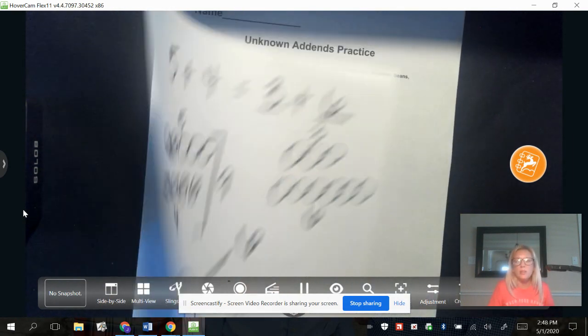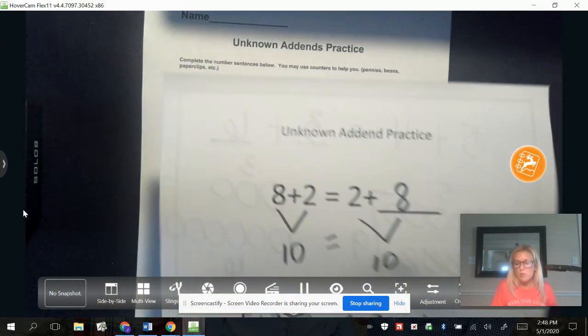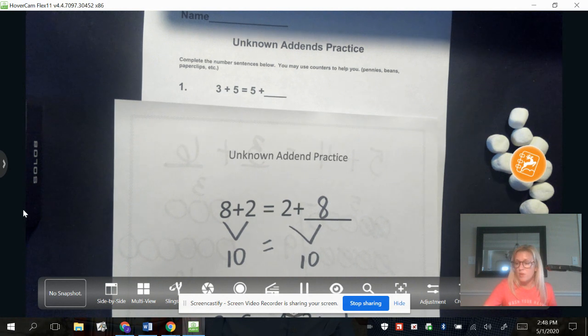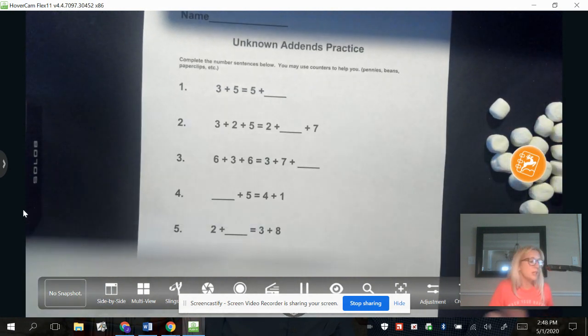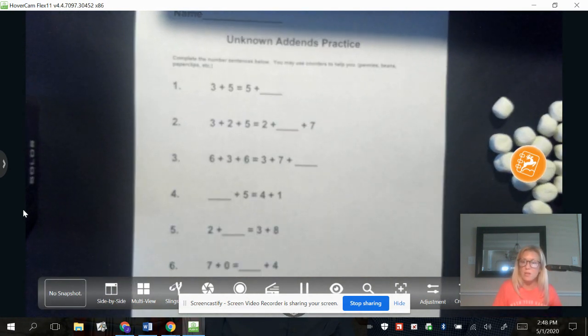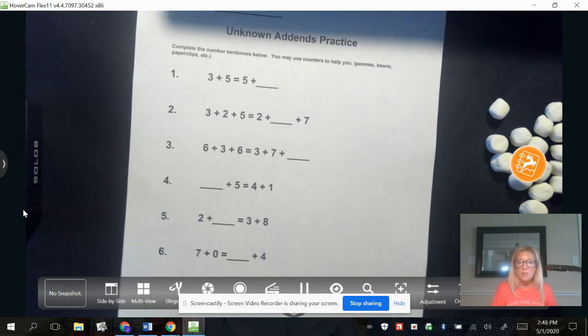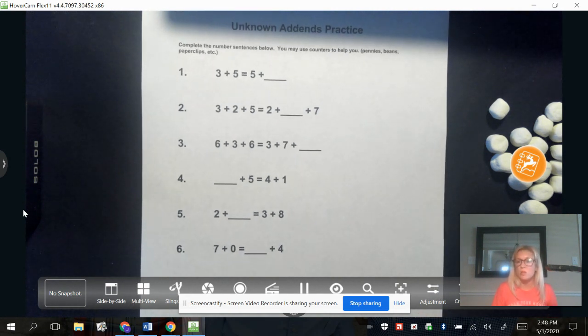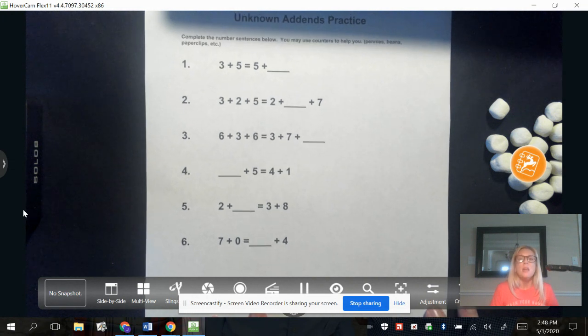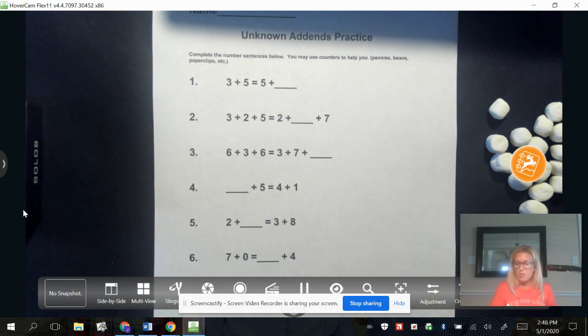I would strongly encourage you to use objects for counting first, and then you can challenge yourself by drawing the picture or using a number bond. I just think that the objects are going to make it so very concrete and easy for you to see that I would start with that first. Okay. All right. This is the piece that I wanted to show you for this week.